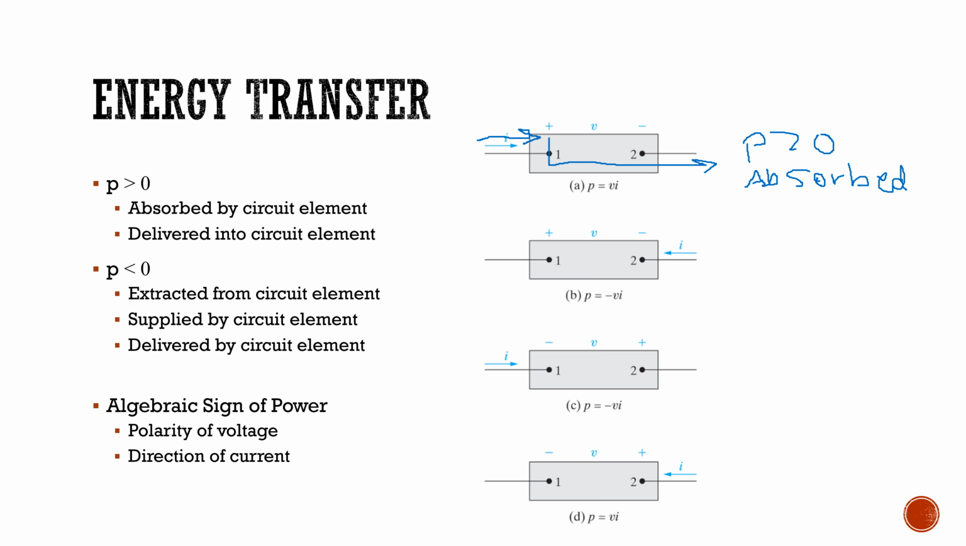In the second case, the current is entering at the negative terminal, and there is a voltage rise. So the charge is energized, and our power is negative, so our element is supplying.